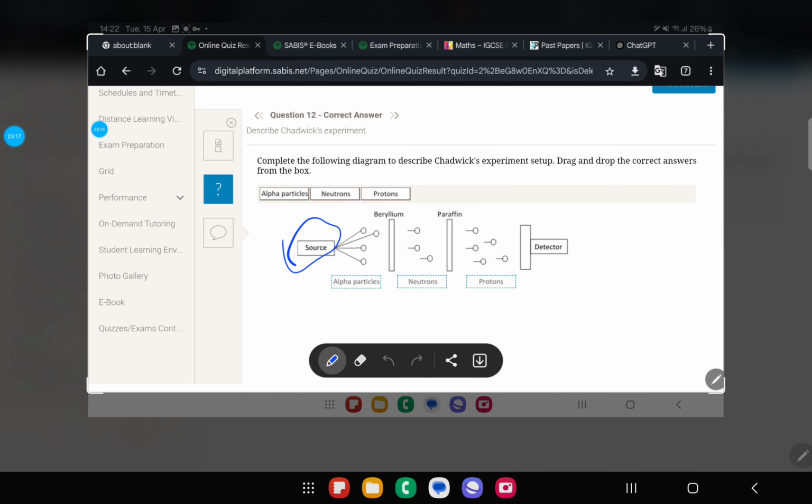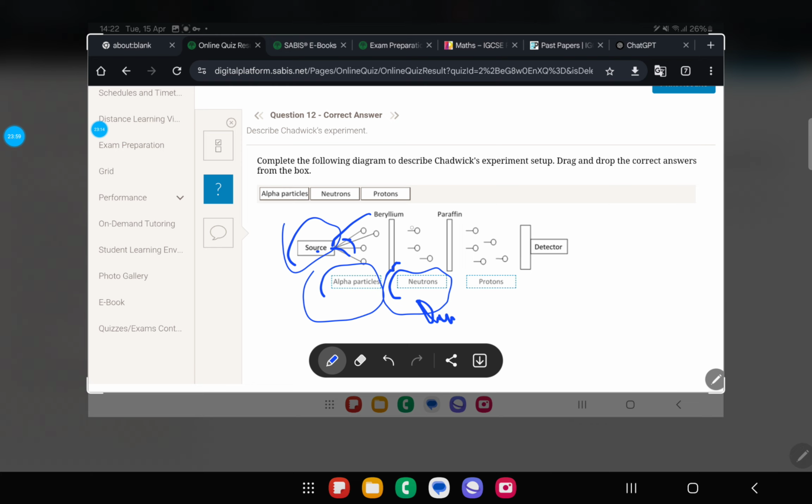Let's look in. Now, this is a source that emits radiation, the alpha particles. So we know the source that emits radiation is alpha particles, so we immediately put it here. Now, for the second one, once the radiation hits beryllium, what happens? A neutral charge escapes, which are the neutrons. That is what Chadwick discovered. What are these neutral particles? Neutrons. This was how neutrons were discovered.